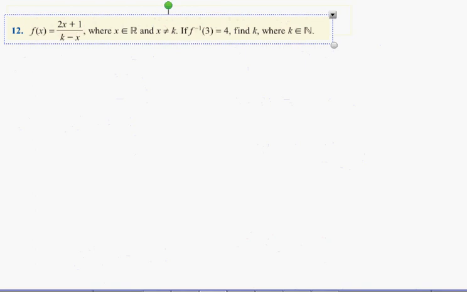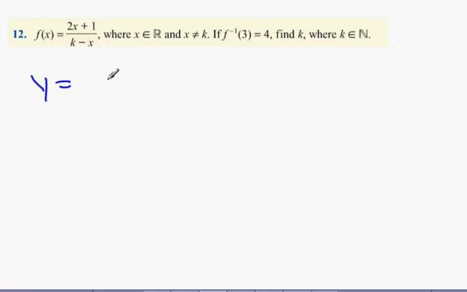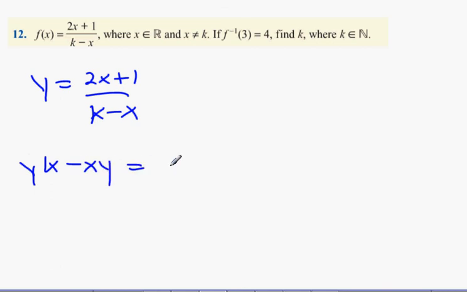Okay, number 12. Find the inverse function. When you find the inverse function, verify that when your input is 3, your output is 4. That's what this is basically saying. Okay, so I'm going to find the inverse function. Y equals (2x plus 1) all over (k minus x). Then we're going to get yk minus xy equals 2x plus 1.